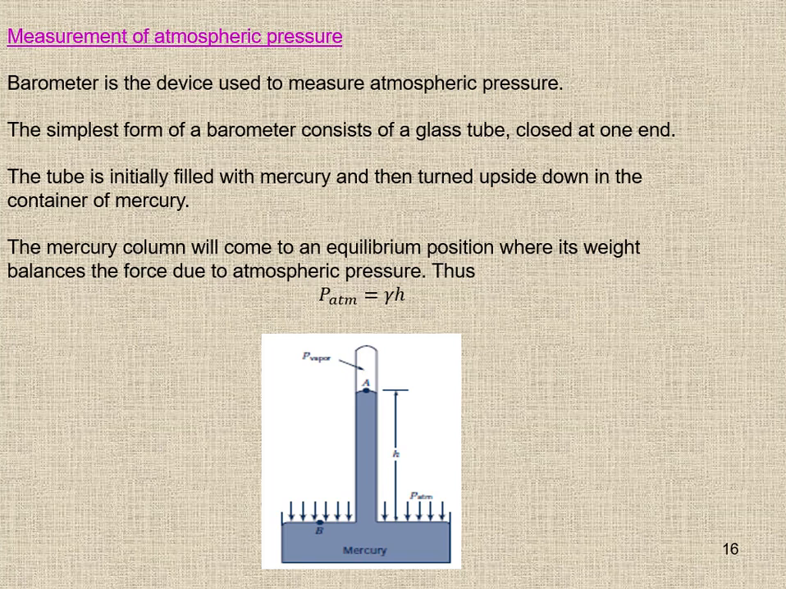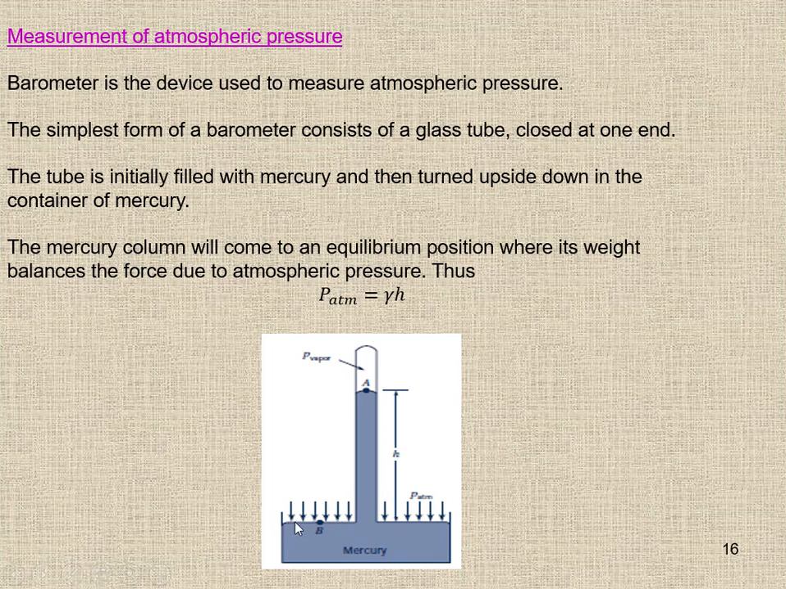Now, the measurement of atmospheric pressure. How do we measure atmospheric pressure? The barometer is the device used to measure atmospheric pressure. The simplest form of a barometer consists of a glass tube, as shown here. This is the glass tube, closed at one end, the top end. The tube is filled with mercury separately, and then turned upside down in a container of mercury.